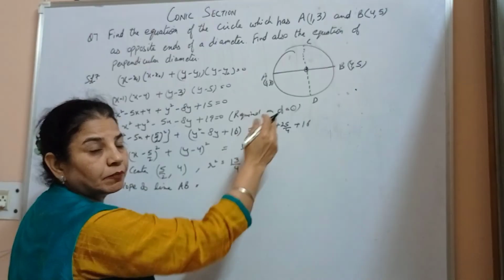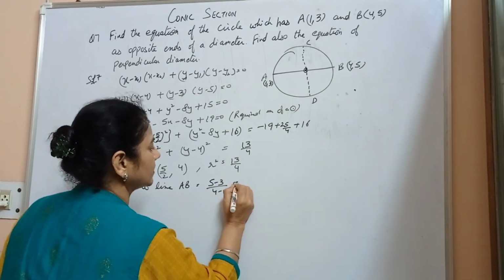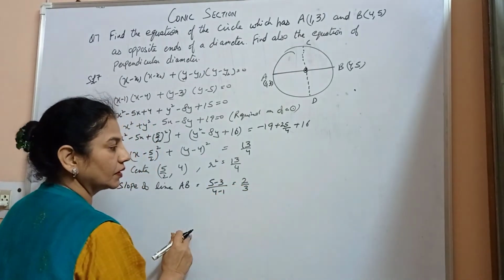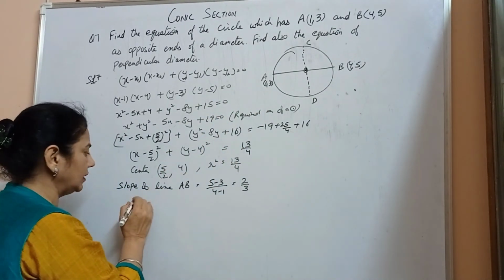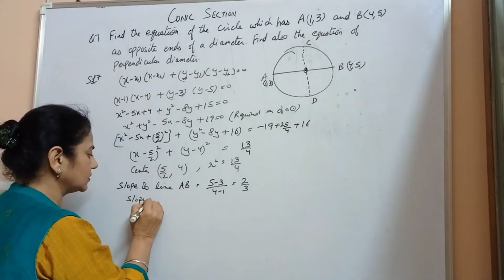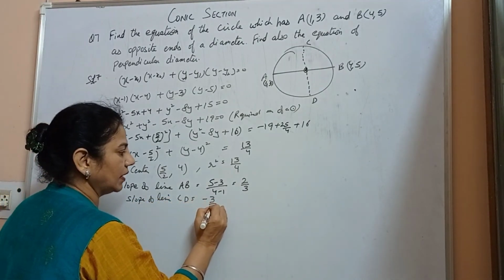y2 minus y1 upon x2 minus x1. So 5 minus 3 upon 4 minus 1 is equal to 2 by 3. Now the slope of CD is the negative reciprocal of the slope of AB. So the slope of line CD is equal to minus 3 by 2.